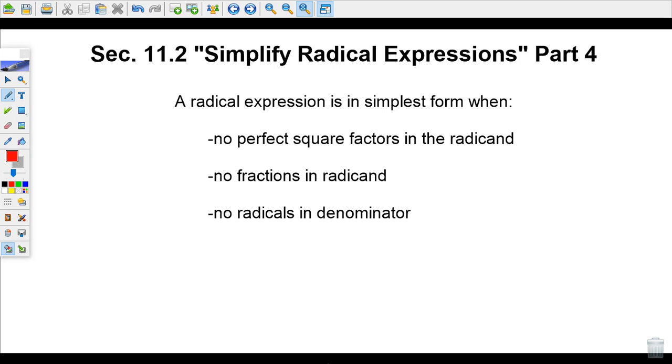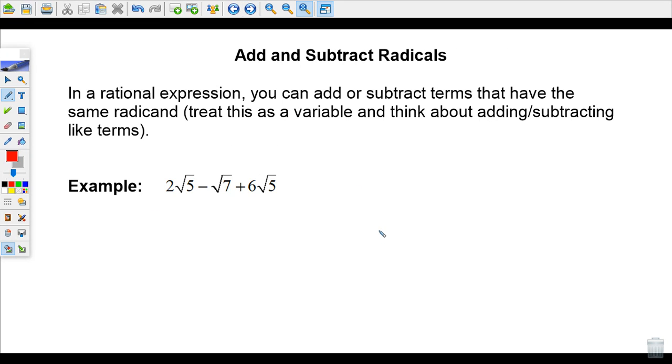These conditions still have to be met for our answer. So, the first thing we're going to talk about is adding and subtracting radicals. When you add and subtract, I want you to think of the radicals as if they are variables, because you can add or subtract terms that have the same radicand, the same number under that radical symbol. If they're like terms, you can add or subtract them.